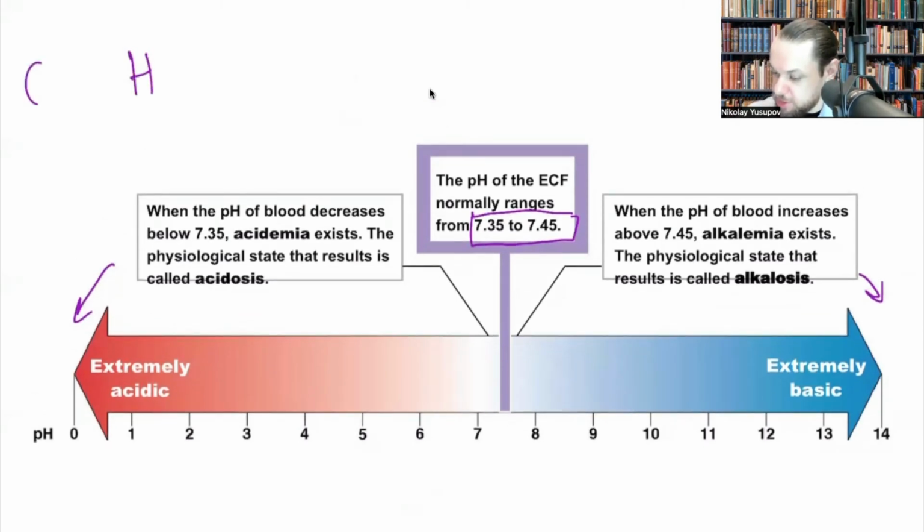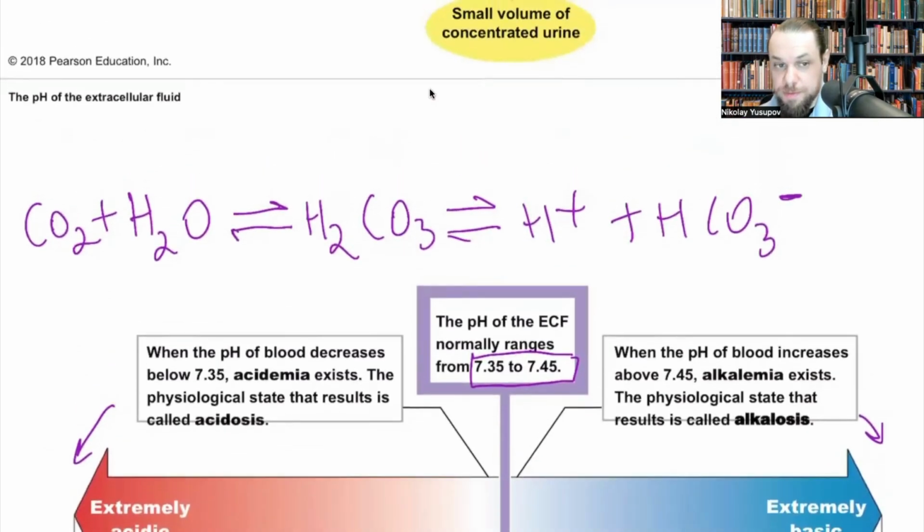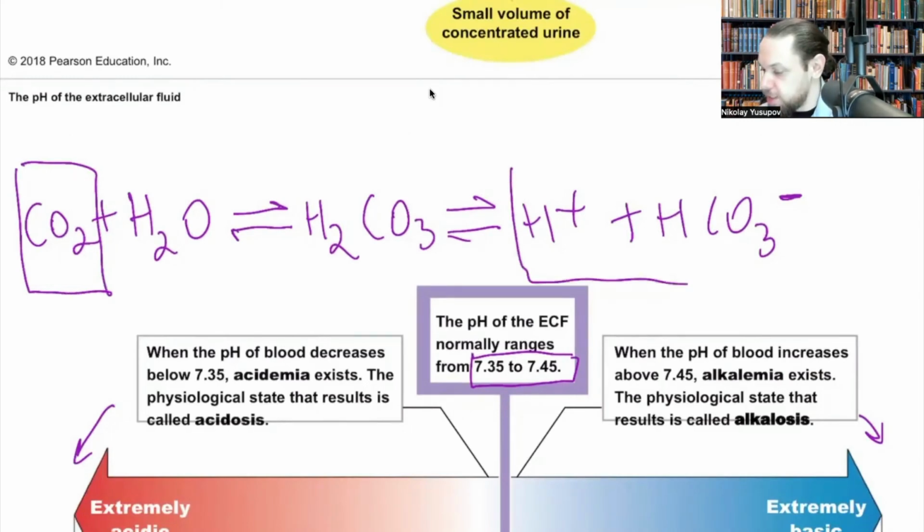The formula is still the same. CO2 plus H2O is going to make carbonic acid, and this is going to dissociate into hydrogen ions and bicarbonate, right? So this is the formula. This here is released by the respiratory system. This here is modulated by the renal system.